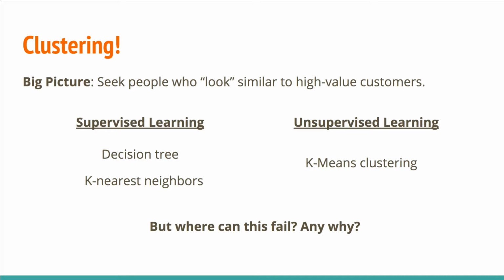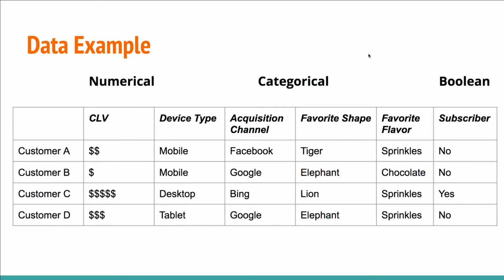But like all machine learning models, there are plenty of ways that this can break. There are plenty of ways that the models that you use out of the box just don't work on your data. So to really see where this could fail, let's take a look at some sample data from our website. We might be able to track device type, acquisition channel, things about our customers like flavor, favorite shape. These are things that we might ask from some of our customers. And once we have those questions filled out, we have this complete data set.